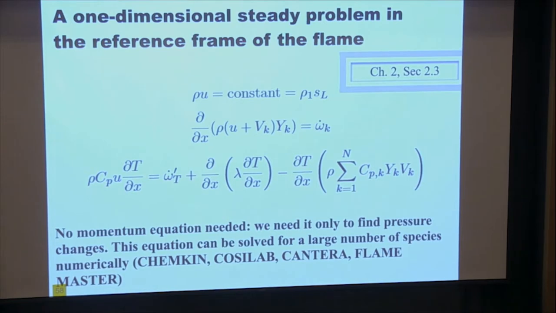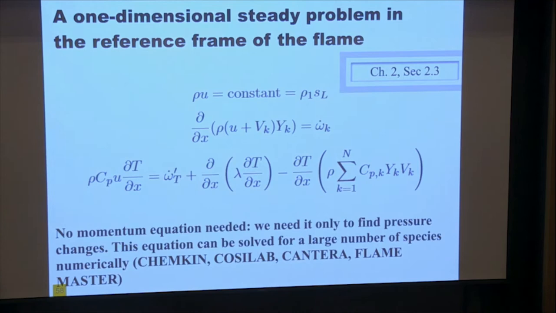So they solve, in the reference frame of the flame, the equations, which are conservation of mass, rho u equal constant, so it's equal to the inlet quantity, rho 1, that's the density of the fresh gases mixed with fuel, multiplied by the flame speed, because as I told you, at the inlet of this domain, the flow speed must be equal to the flame speed, otherwise the flame will go away. And then you have the conservation equation for each species, and there can be a lot of species, and then you have the temperature equation that you wrote yesterday without dT over dt, okay?